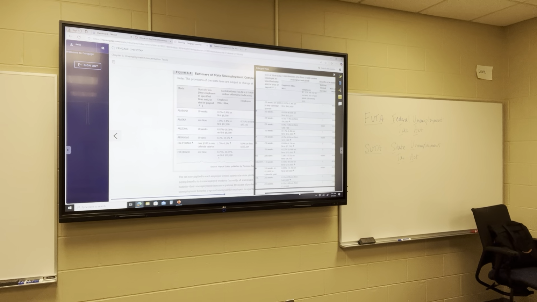This is where we'll start doing some calculations. Actually, I don't know if we'll do any today, but first we're going to start with FUTA, where we talk about tax rates. I just showed you the variation in tax rates and tax base for each of the states. For FUTA, it is standard across the board.